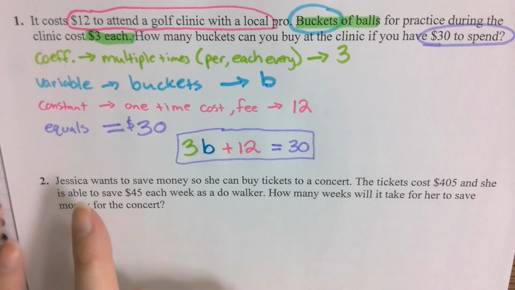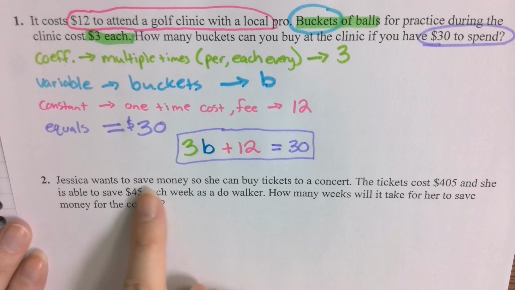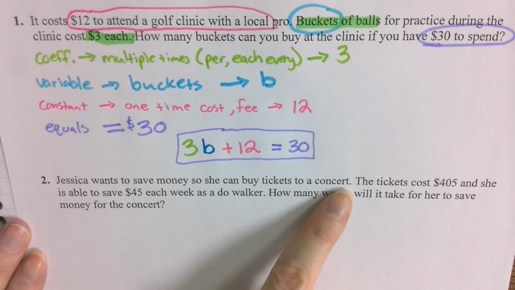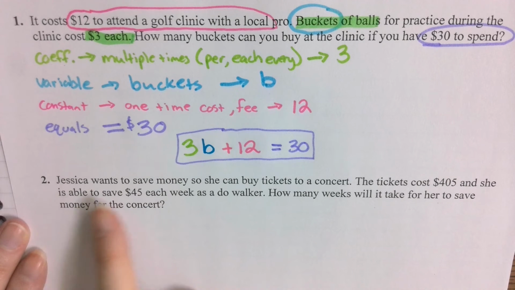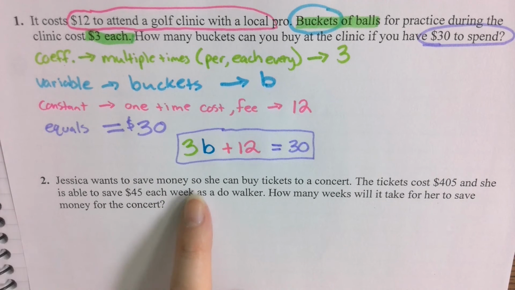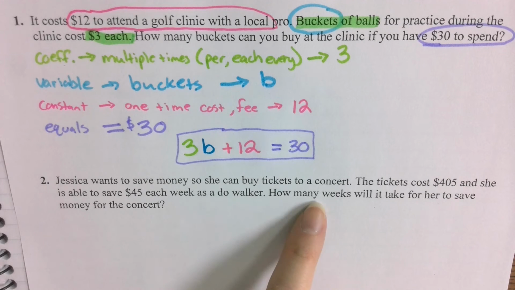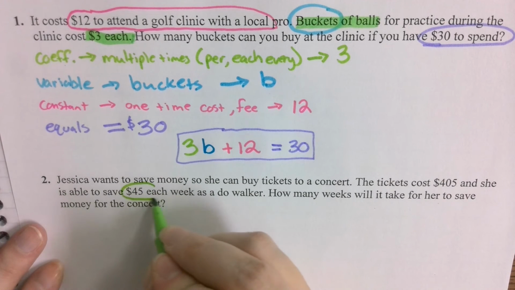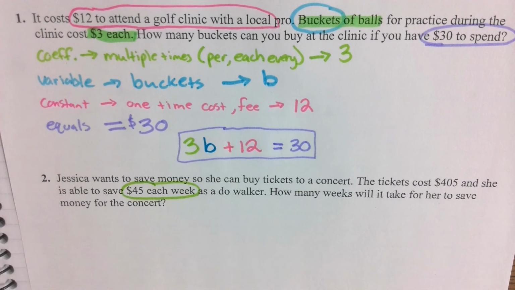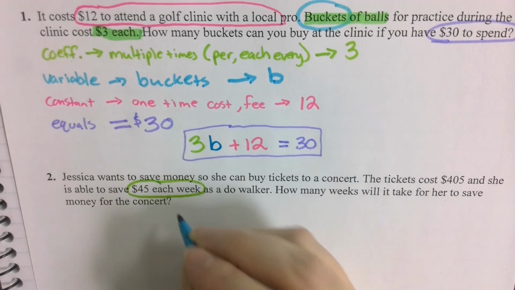For problem number 2, Jessica wants to save money so she can buy tickets to a concert. The tickets cost $405, and she's able to save $45 each week. How many weeks will it take for her to save the money? Okay, so let's start with our coefficient. Our coefficient is what? 45. We have $45 each week. So there's our coefficient, and there's our variable, weeks.